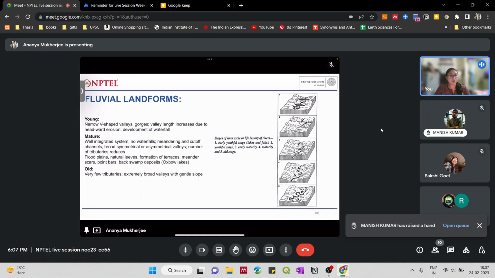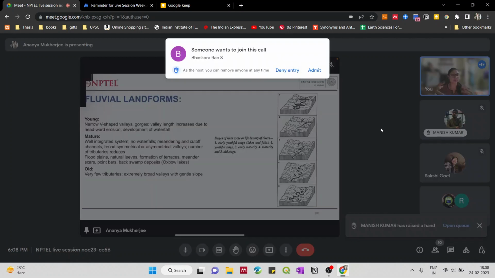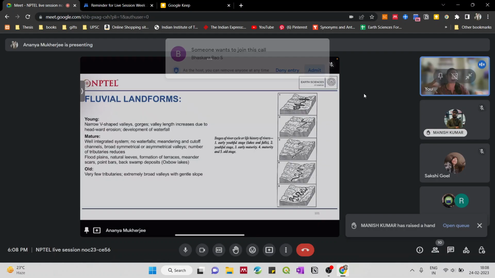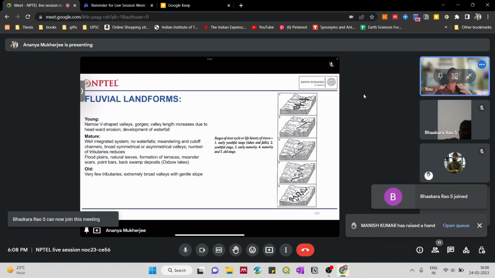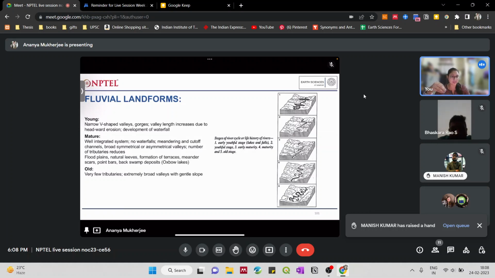So mature is where your depositional features as well as erosional features are happening, in kind of a balance with each other. You will find erosional landforms as well as depositional landforms. Whereas when it's in a young stage, most of the work that is done by a river is erosional in nature.